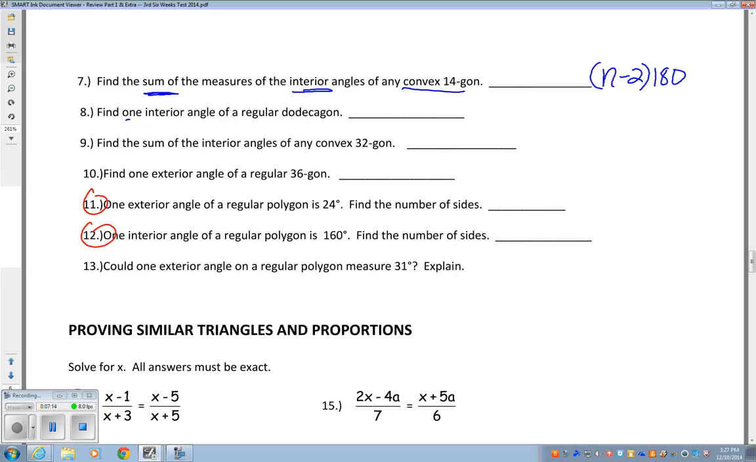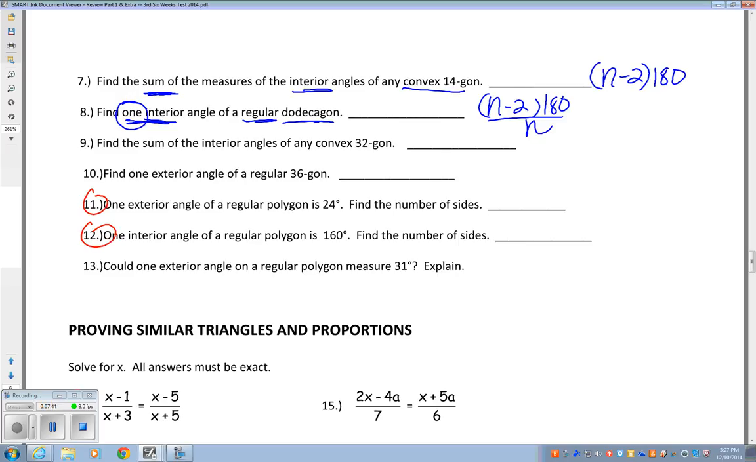But if it asks for one interior angle, and this is for a regular dodecagon, how many sides does a dodecagon have? 12. All right, so since I'm only finding one interior angle, I'm going to do n minus 2 times 180, but now divided by n, the number of sides. The reason why I'm referring to this is because you have to use that formula and work backwards for 11 and 12. Here, they want the sum.